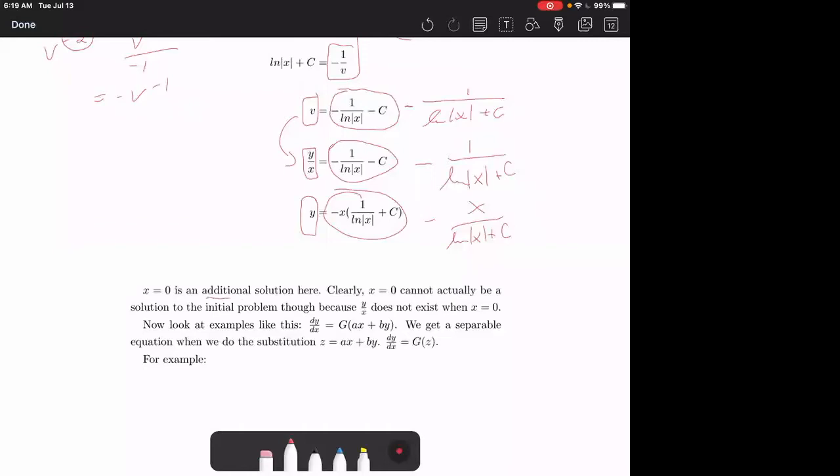Now, we need to be careful about our additional solutions. x equals 0 is an additional solution here. Clearly, x equals 0 cannot actually be a solution to the initial problem, though, because y over x does not exist when x equals 0.